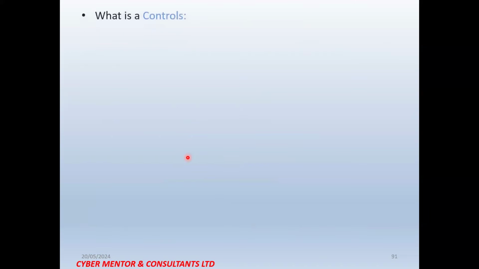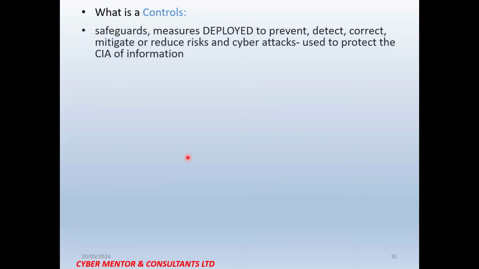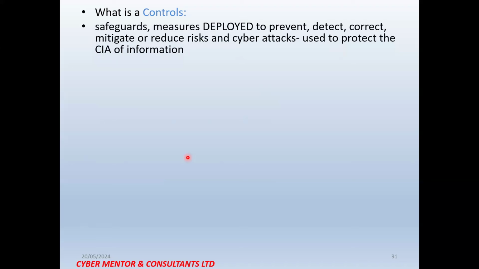And so let's proceed. What is a control, or security control? Basically, it is a safeguard or measure that is deployed either to prevent, detect, correct, or mitigate and reduce risk. These terms are used interchangeably. Remember, this is not the standard definition of control, but in layman's language, we're talking about deploying safeguards and measures. You want to protect your asset, you want to protect your information.